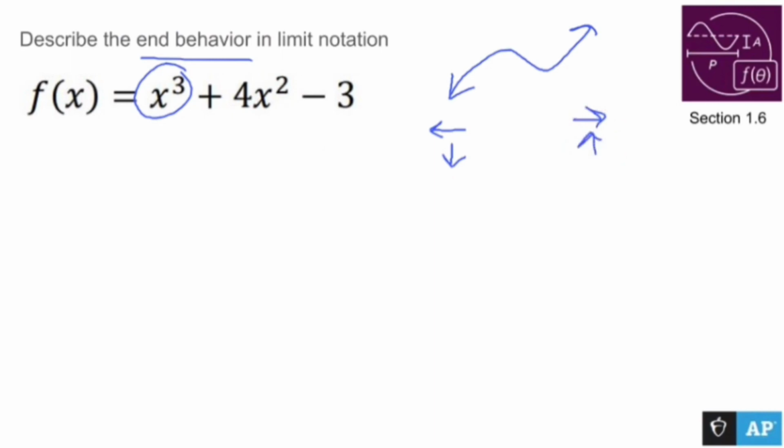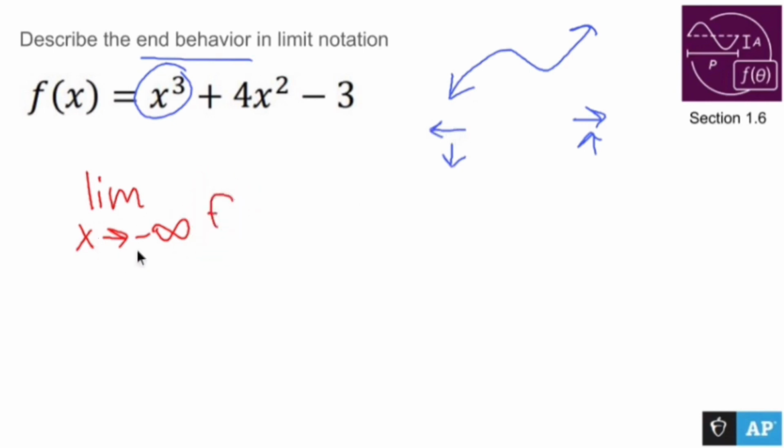So how do I write that out? Well, the limit as I move to the left is going to be written out as the limit as x approaches negative infinity, because x is heading to the left. Now, as I move to the left, I'm also going down.